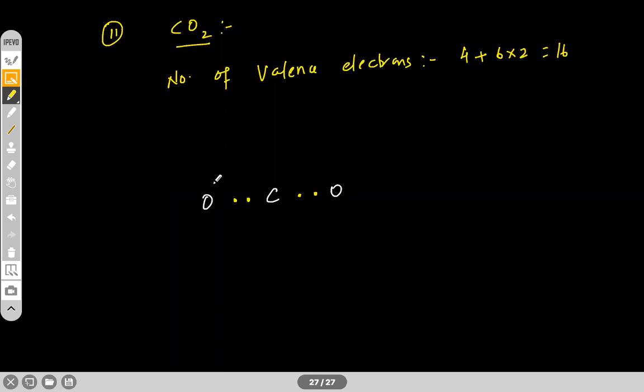So here, I have given you the rules. The central atom is generally the least electronegative one. And if you have two oxygen and one carbon, obviously it's common sense that oxygen cannot be the central atom. Symmetry, if you see, right? So carbon is the central atom, the least electronegative one. Okay, so we are left with 12 electrons. So we'll place 6 electrons on this oxygen so that the octet of oxygen is complete.